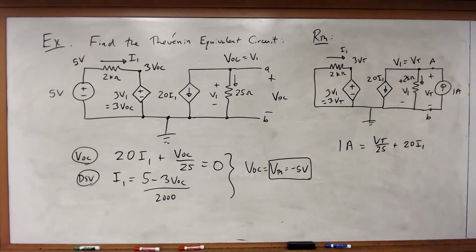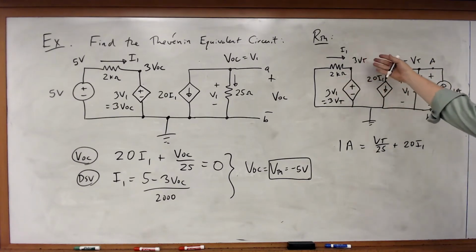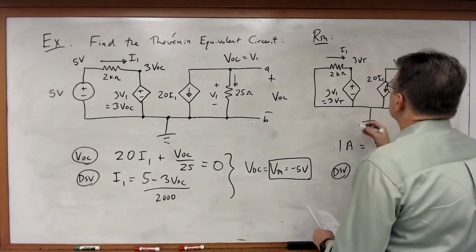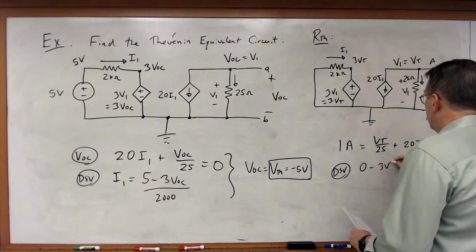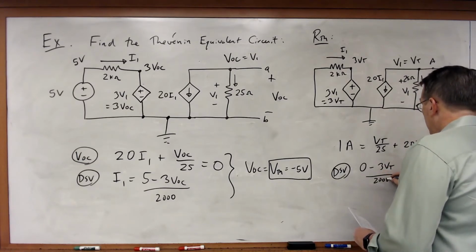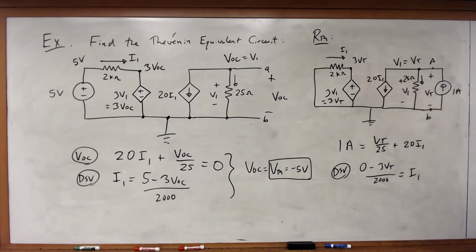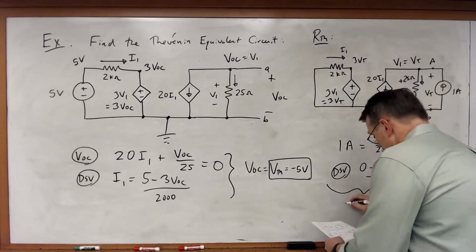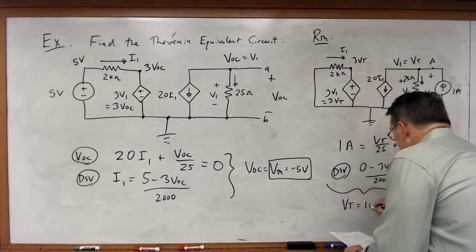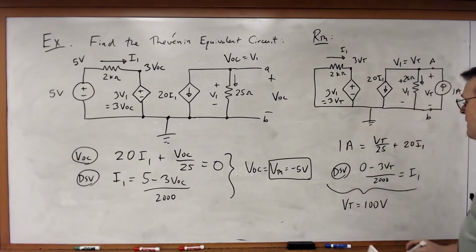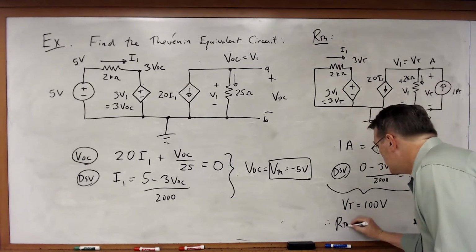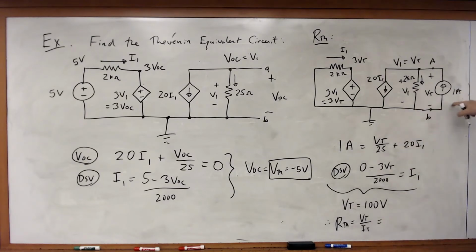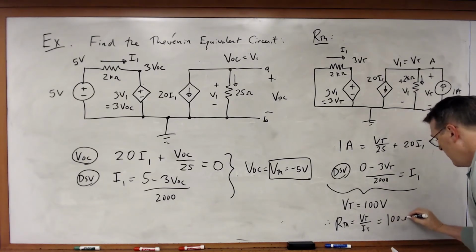That's my KCL equation. There's no KCL equation here, that's a defined node, but there is a dependent source variable equation. And that is going to be equal to 0 minus 3VT over 2,000 is equal to I1. Again, I can solve, and if I solve this, what I'm going to get is that VT is equal to 100 volts, and therefore RTH is equal to VT over IT. IT is 1 amp, and therefore this is equal to 100 ohms.